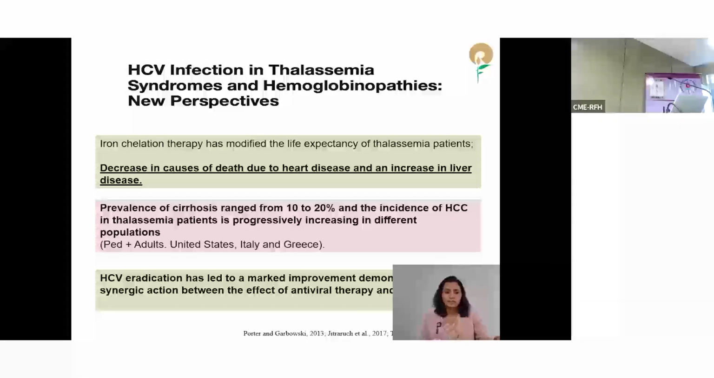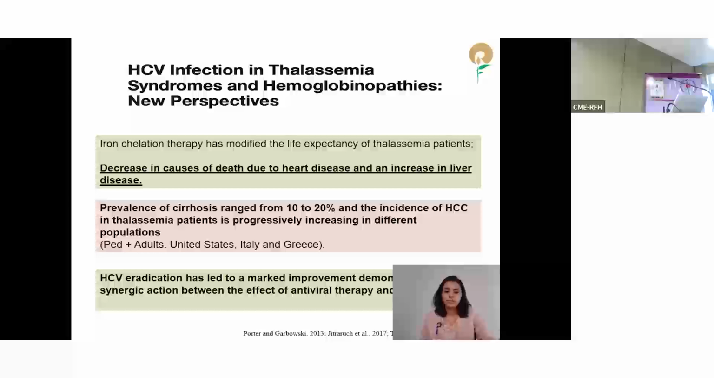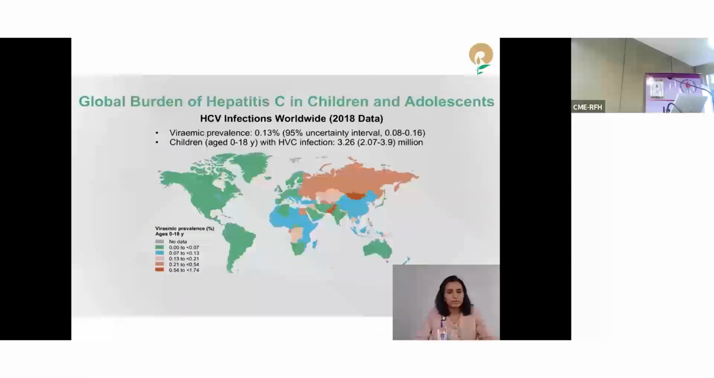And when I say that sentence, it is important to understand that these kinds of statements have come from studies which have longitudinally followed, for a longer duration, children who went on to become adults, and then they have these outcomes. An additional important point is that hepatitis C eradication has led to a marked improvement, demonstrating a synergistic action between the effect of antiviral therapy and iron chelation. And we cannot undermine the significance of treating it.